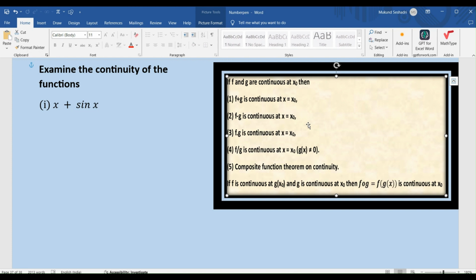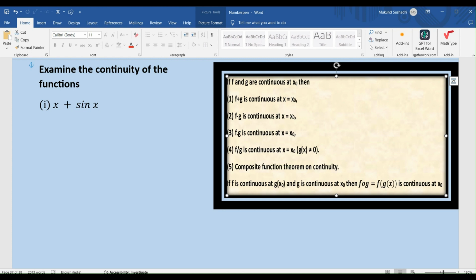And lastly, I have the fifth rule written here, which is a composite function theorem on continuity. If f is continuous at g of x naught and g is continuous at x naught, then f dot g, which is a composite operation, which is nothing but f of g of x, is continuous at x naught, right? And I'm not going to go into the details of this particular composite function theorem until we come across a problem that uses this particular rule and examines the continuity of a function, right?